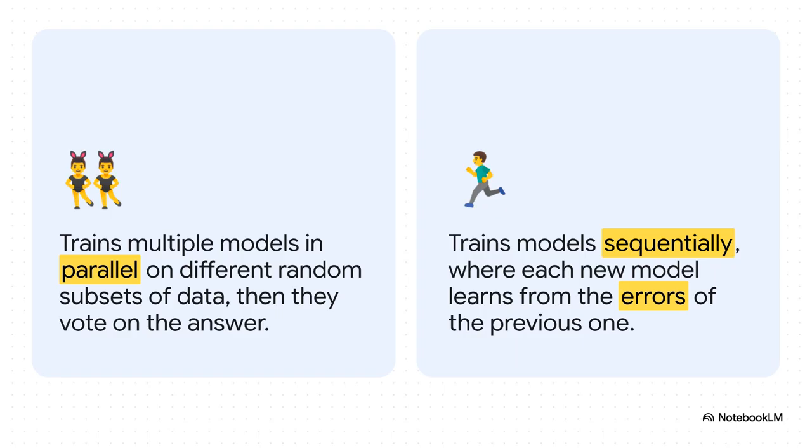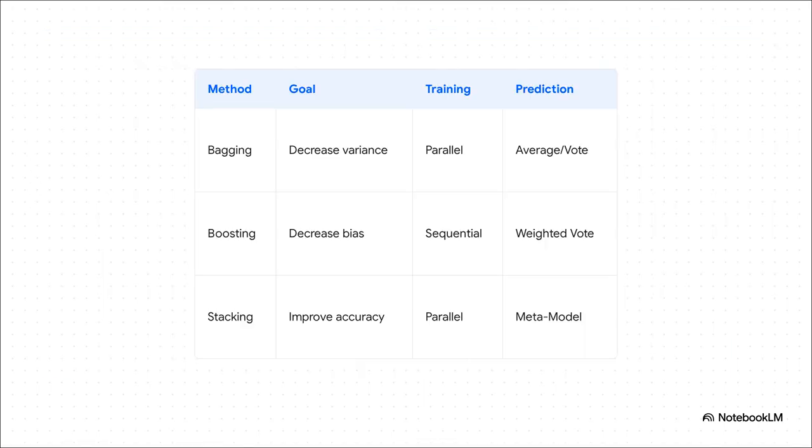The other way is called boosting. This is more like a relay race. The first model makes a guess. The second one looks at its mistakes and tries to fix them. The third learns from the second one's mistakes, and so on, getting better with each step. This table really helps clear things up.